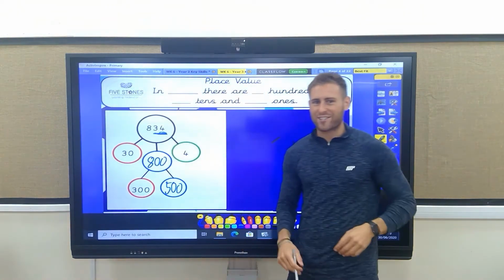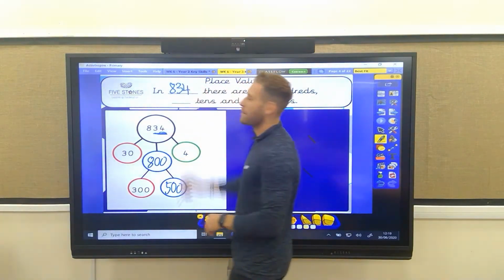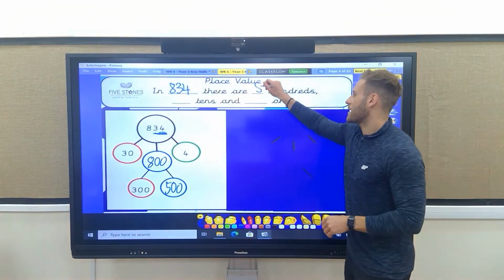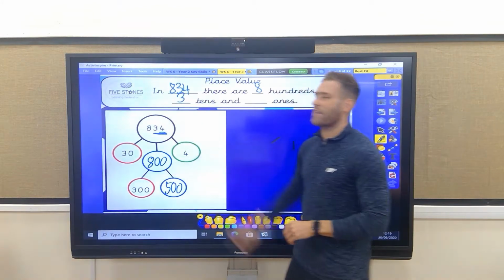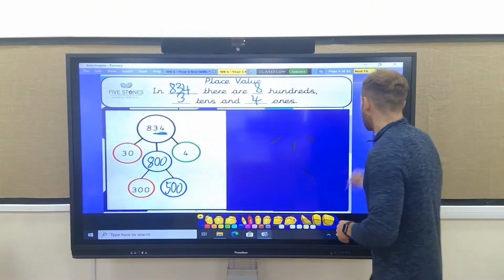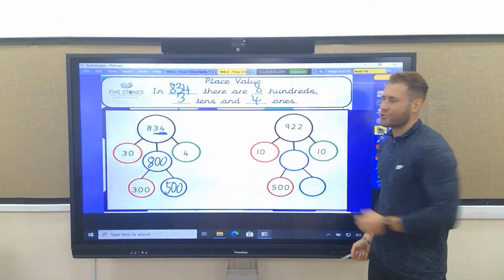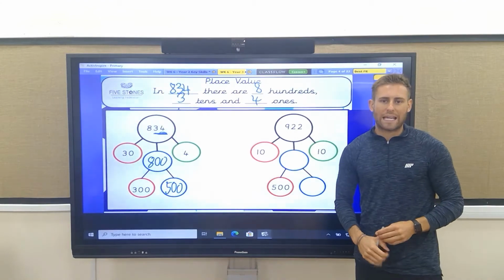Hopefully our brains are switching on, this activity isn't too tricky, is it? So we've got in 834, how many hundreds are there? There are 800s, there are 3 tens, and there are 4 ones. Fantastic, that's great work. Now can you pause the screen, allow yourself enough time to solve this part whole model here. Off you go.